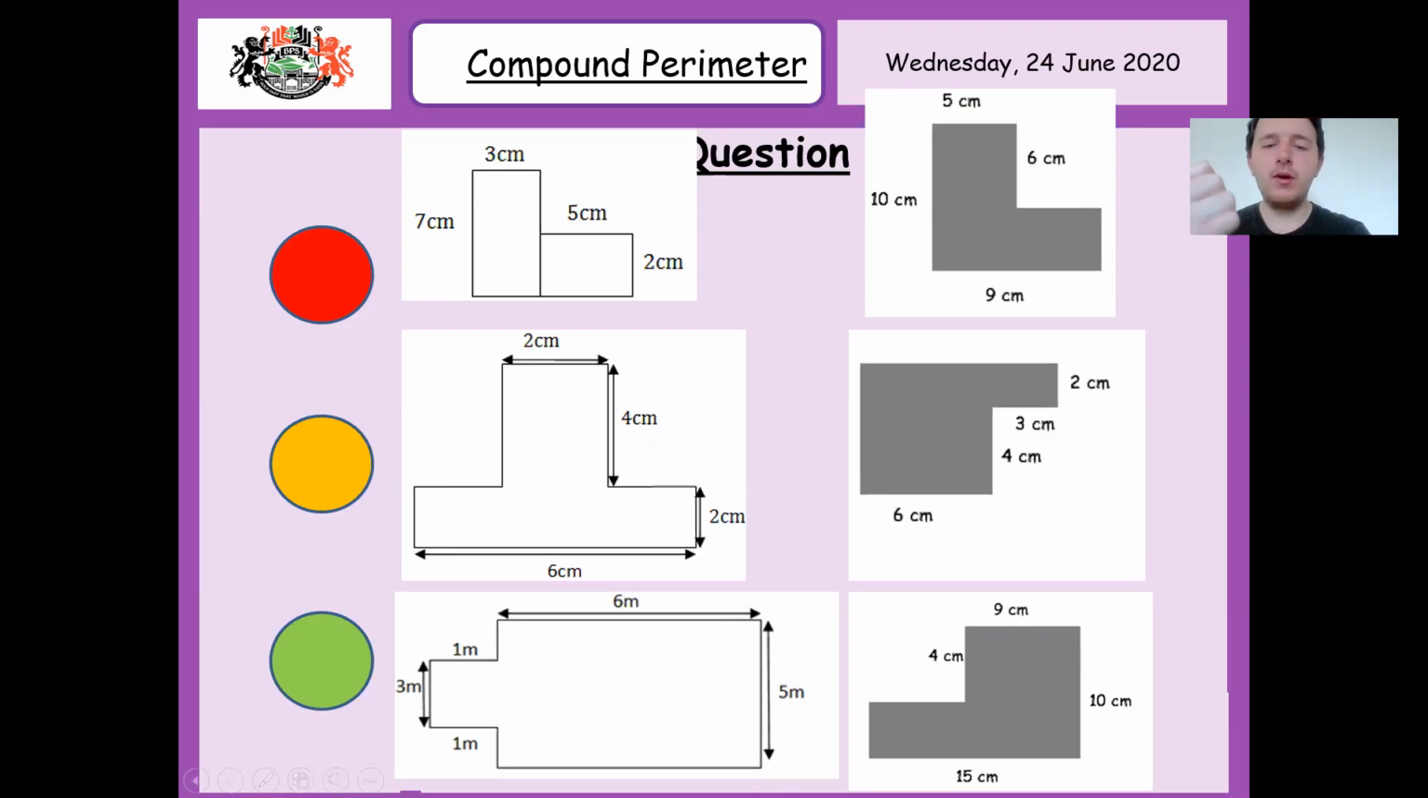Step number 1, work out the missing lengths. Step number 2, work out the compound perimeter by adding all the lengths together. I want you to have a go at that now, and when you email me, I can go through the answers and give you some feedback.